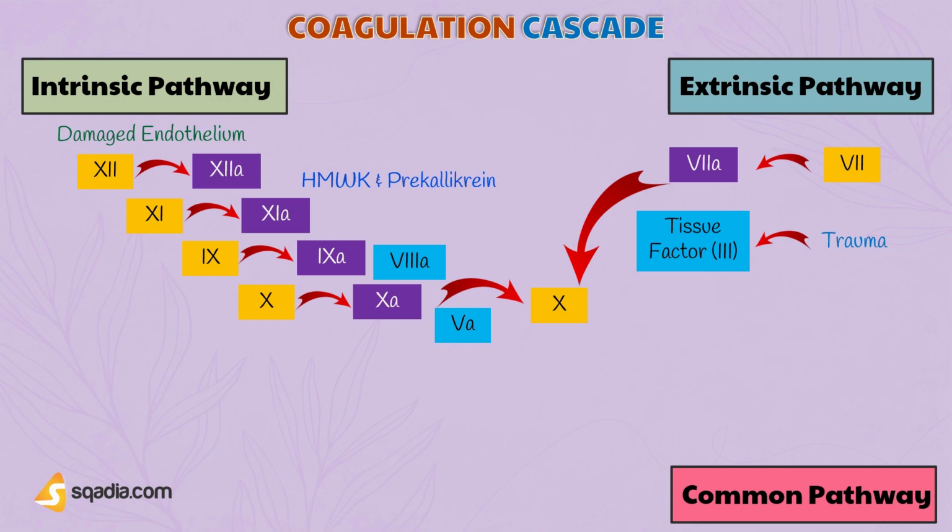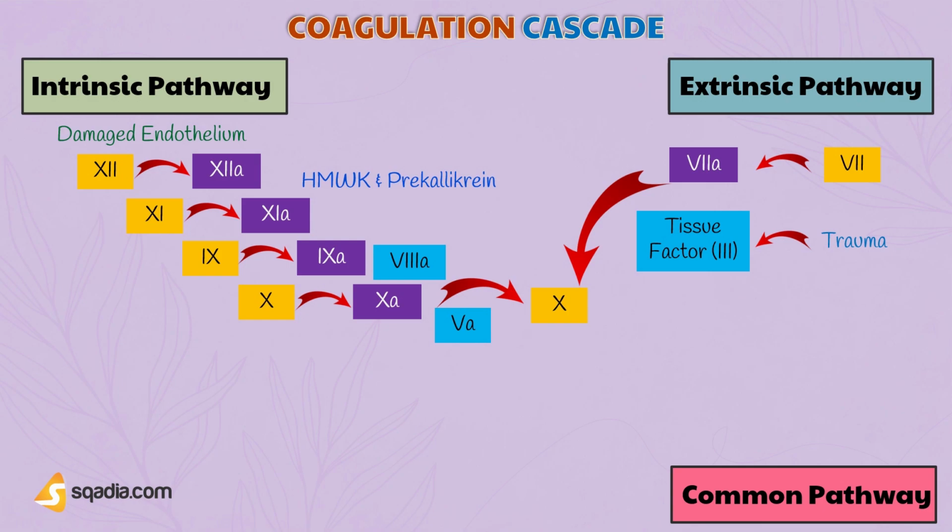Initiation of the coagulation cascade. The activation of factor 10 marks the initiation of the common pathway of the coagulation cascade. Activated factor 10 or 10A now participates in subsequent reactions leading to the formation of a blood clot.